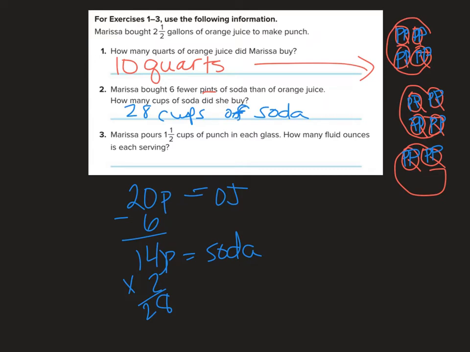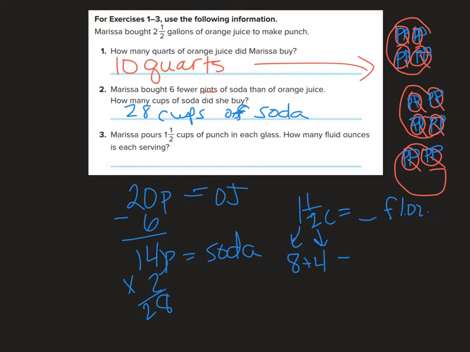There we go. Okay, so Marissa pours 1.5 cups of punch in each glass. How many fluid ounces is each serving? So this one we're just changing 1.5 cups. Cups equals blank fluid ounces. So we know that there's 8 ounces in 1 cup. So if I took my 1 here, that'd be worth 8. And then if I broke apart my half a cup, that'd be worth 4 fluid ounces, right?